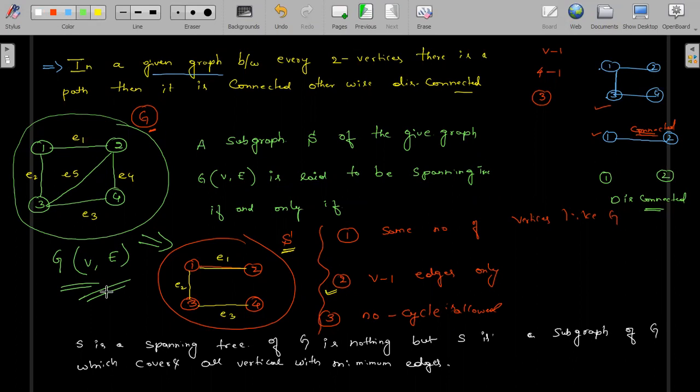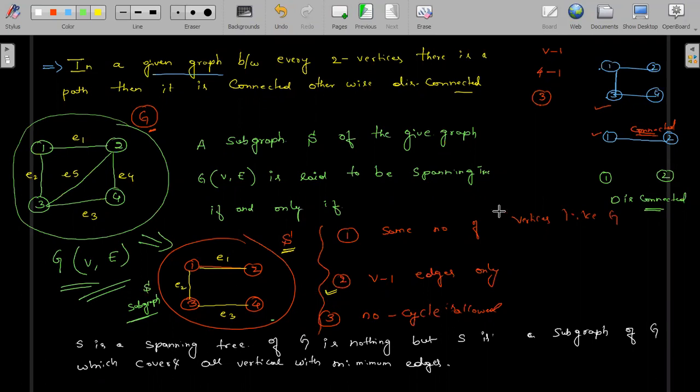S is a spanning tree of G. We have taken a G, and in this we extracted and made a spanning tree. S is a subgraph of G. Now you tell me, is S a subgraph or not? This is a subgraph of G, which covers all the vertices with minimum edges. Am I covering all the vertices? 1 to 2, 1 to 3, 3 to 4, without any cycle.